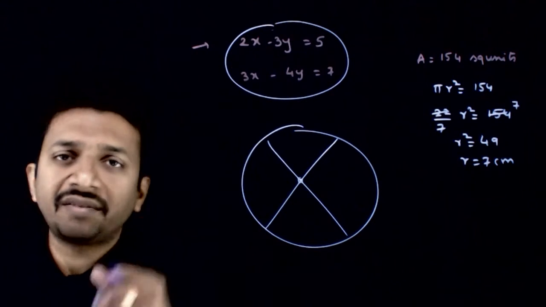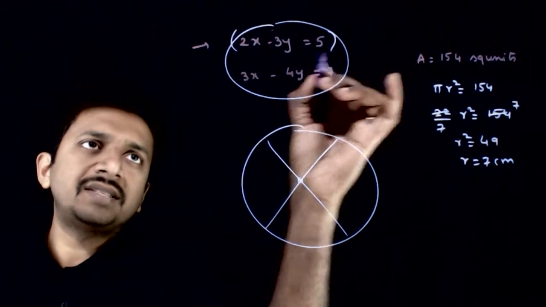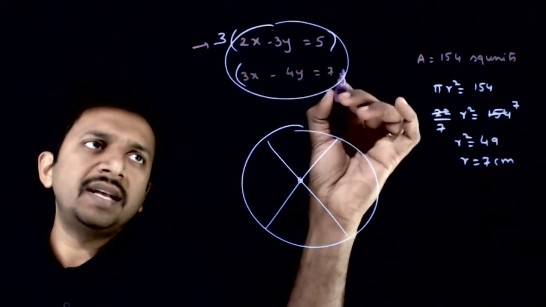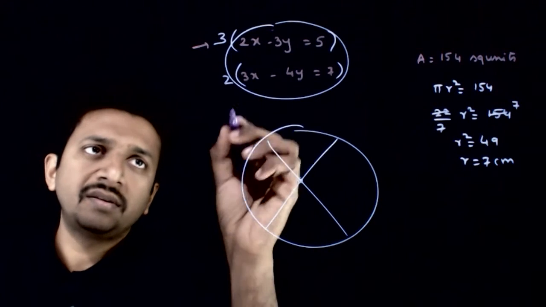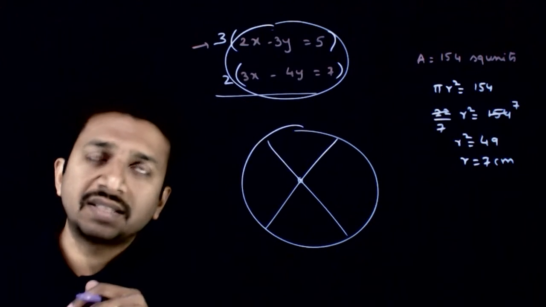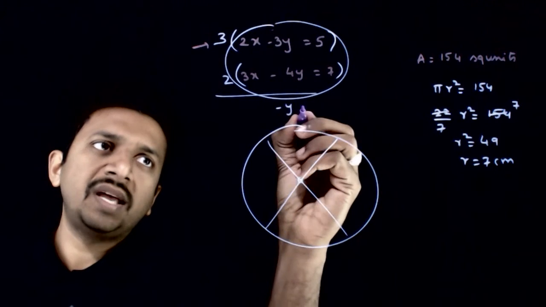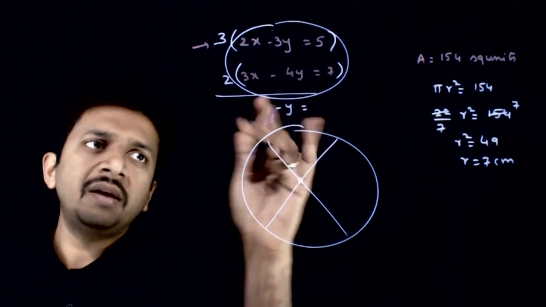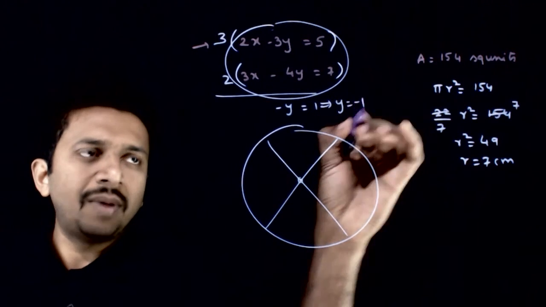So let us find the center from this information. So to find this, let me multiply the first equation with 3 and the second equation with 2. And let me subtract one from the other. So 6x minus 6x gets cancelled. Minus 9y plus 8y is minus y is equal to 15 minus 14 is 1. So y is equal to minus 1.